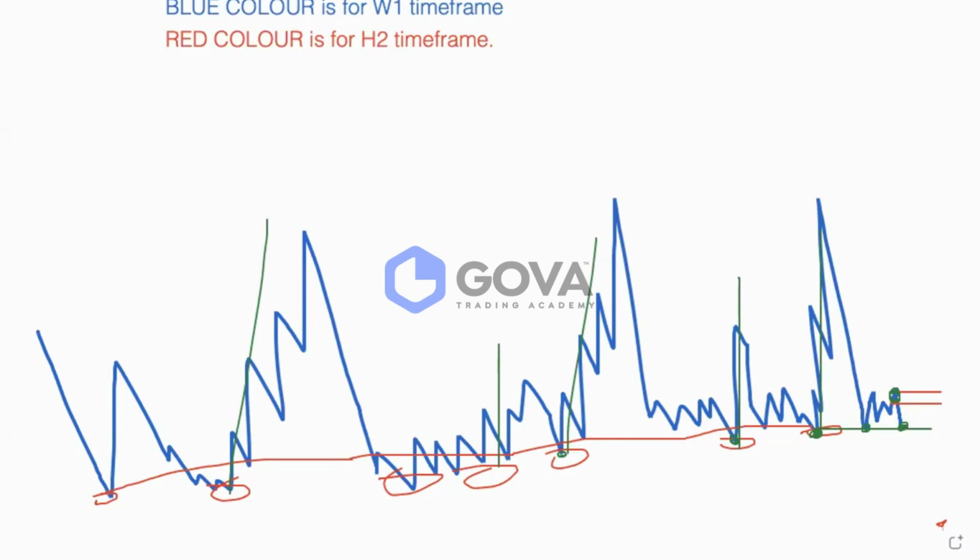So what you should do is to ignore a trade whose zone is not sitting in the right area on the higher time frame, right?